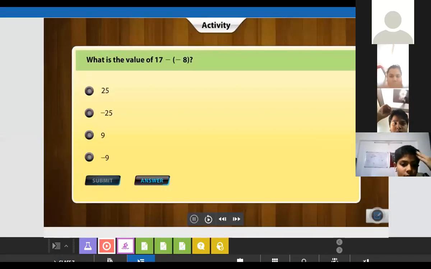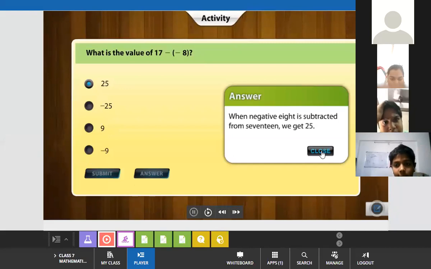You can show me the answer. 17 minus of minus 8. Minus minus will become plus, and 17 plus 8, or we can take the additive inverse of minus 8, it will become plus 8. 17 plus 8 will be 25. So this will be the answer. When negative 8 is subtracted from 17, we get 25.